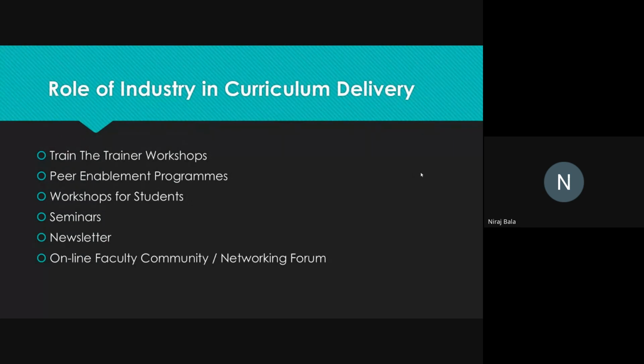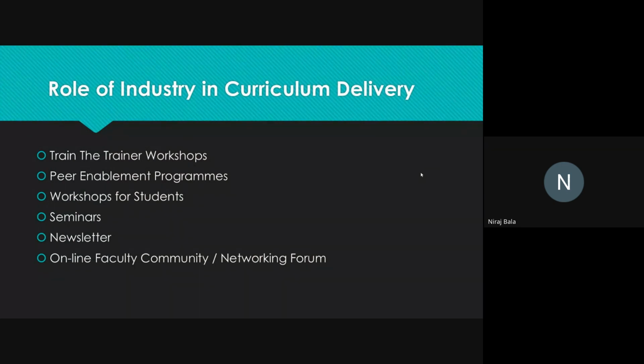Now next is the role of industry in the curriculum delivery. Now the curriculum has been designed, a new curriculum has been given. So now the second step is the delivery of the curriculum. So here also, the inputs of the industry can help in train-the-trainers workshops. So they conduct a lot of triple T workshops, which we call. They conduct certain workshops for the faculty, that these are the new things which are coming in the industry. So they give training to the faculty.